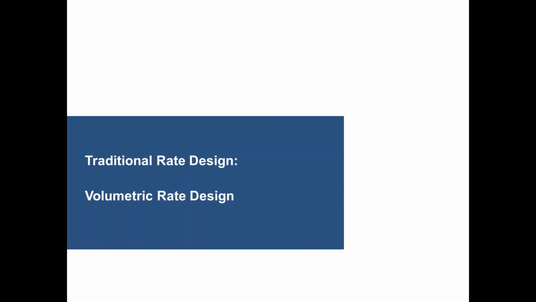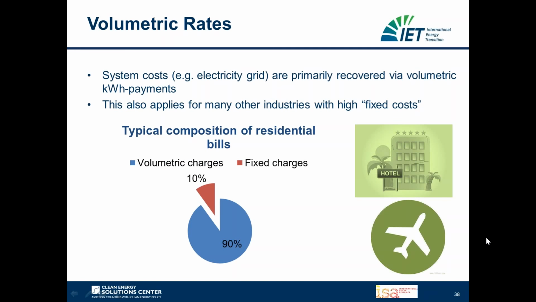Now, looking at all these parameters one by one, let's start with volumetric rates. So volumetric rates is really the most basic type of rate design. We're talking here about prices that are charged for each and every unit of electricity, so for each and every kilowatt hour of electricity that is consumed.